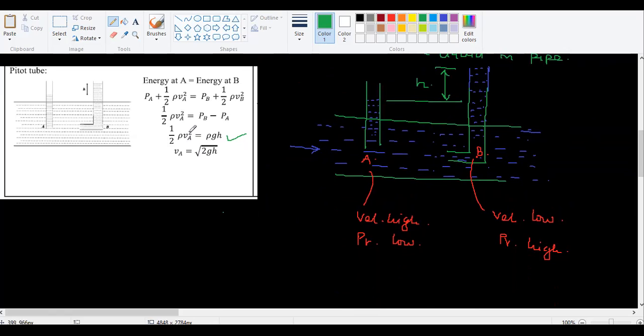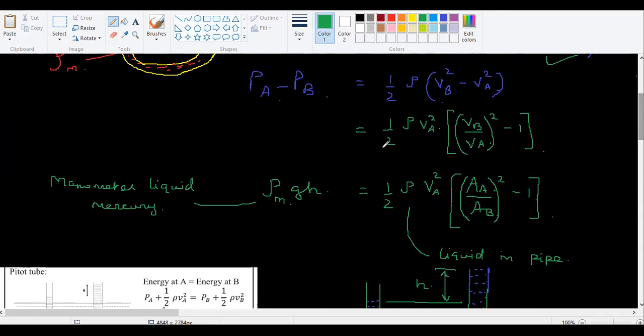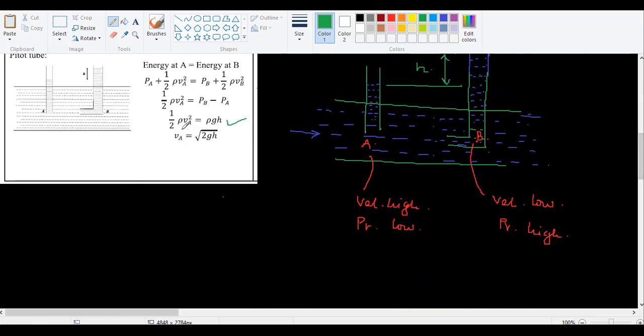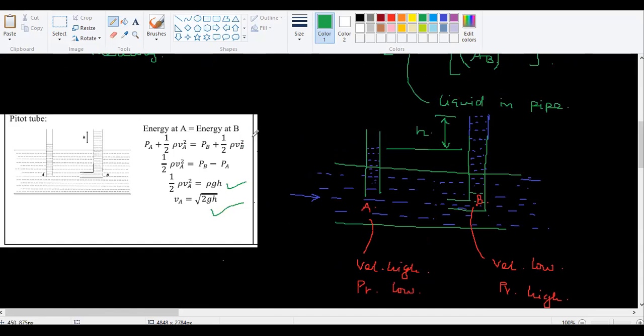Rho cancels. The interesting thing here is there is no manometer liquid. The liquid in the pipe itself is acting like the height difference liquid. Because of that, I can say that this rho and this rho are the same. Here that was not the case. You see, this rho and this rho are different, which means you cannot cancel it. Whereas here you can cancel it, so that you get VA is equal to root of 2gh. Very simple, nothing very difficult at all, if you understand the basic principle: energy A is equal to energy B.